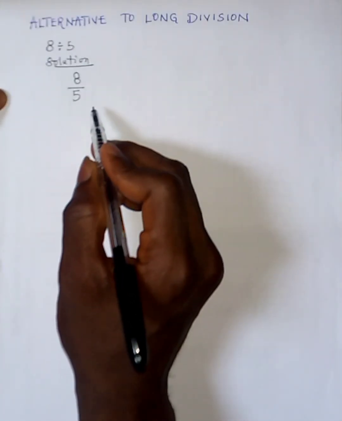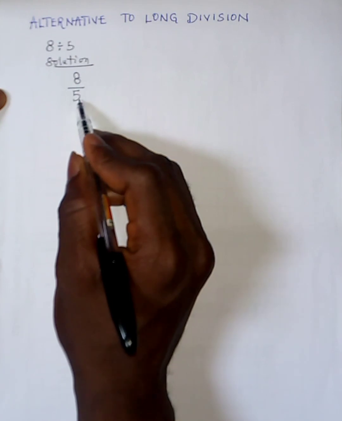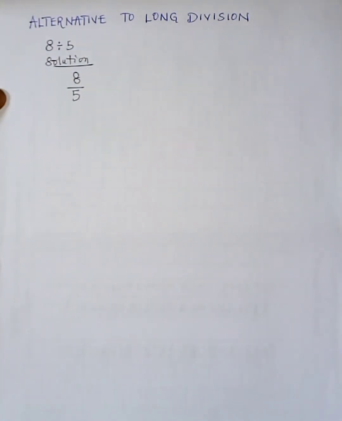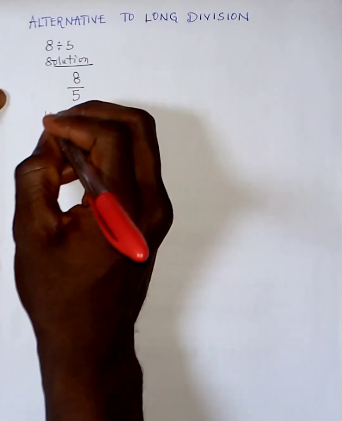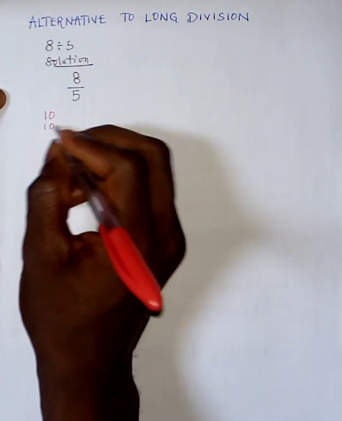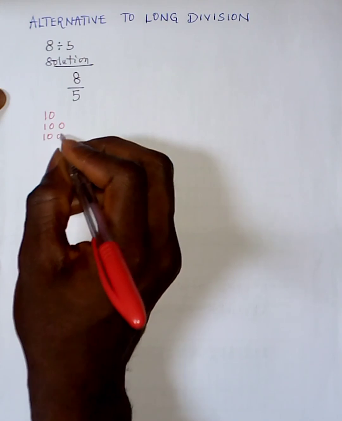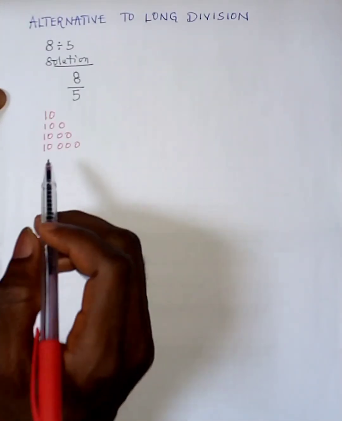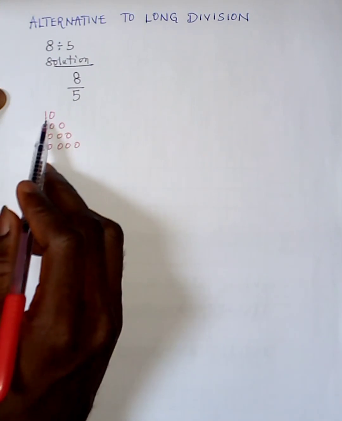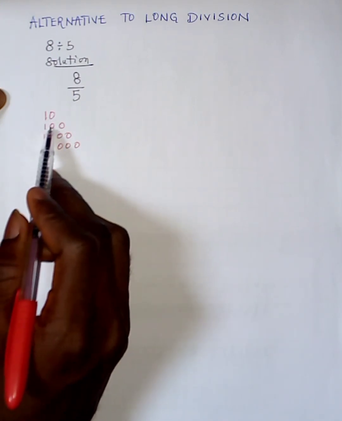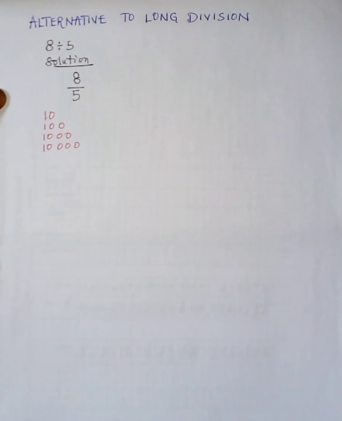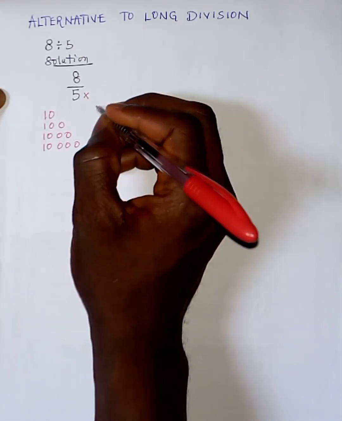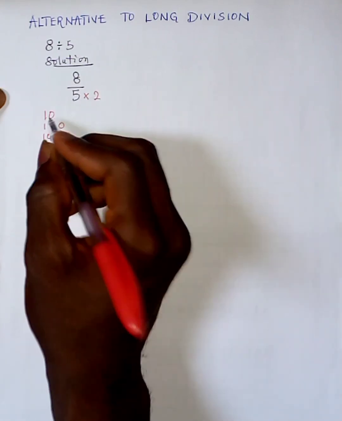Now I look for what I will use to multiply the denominator, that is the number at the bottom, so that I will get an answer that is either 10, 100, 1000, 10,000, and so on, provided that it is a number containing 1 and zeros. So in this case, I know that when I multiply 5 by 2, I'm going to get 10. 5 times 2 is 10.